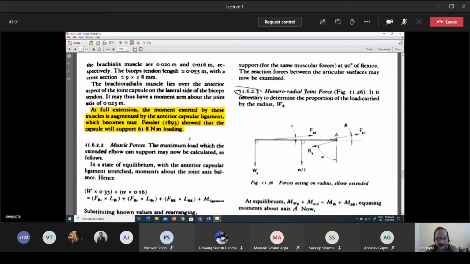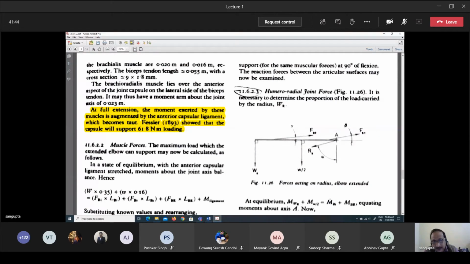Now this is the full extension case, page number 96. Here you can see at full extension, the moment exerted by this set of muscles is augmented by the anterior capsular ligament, which is somewhat stretched, which becomes stout, meaning it is stretched.